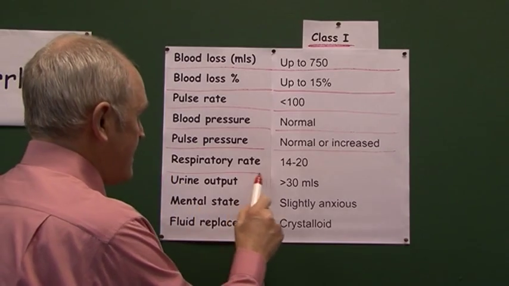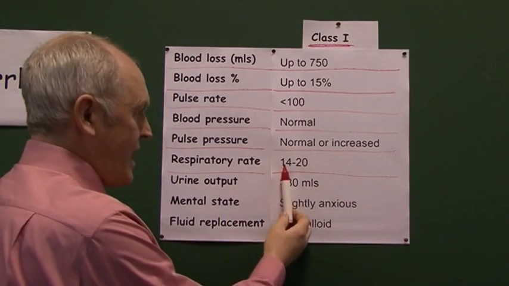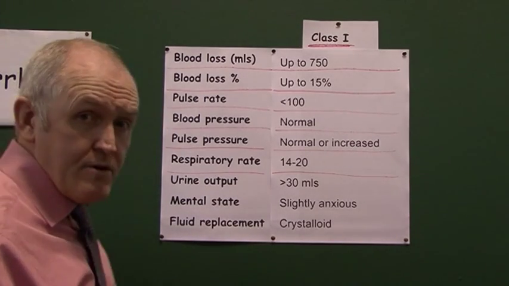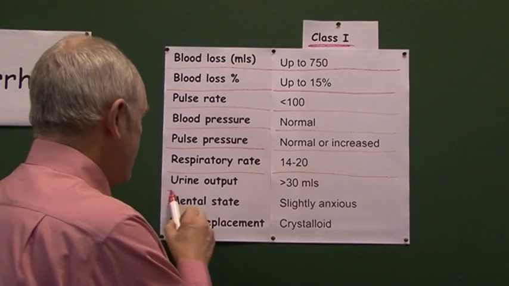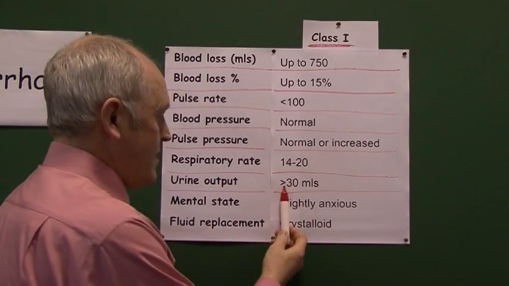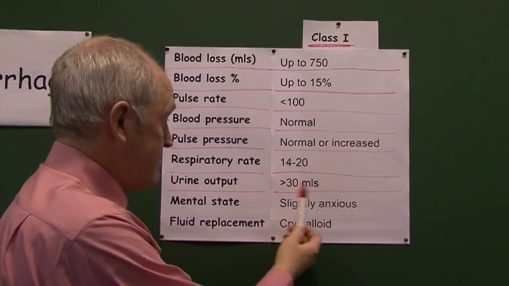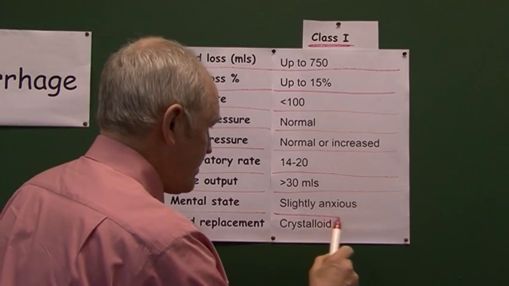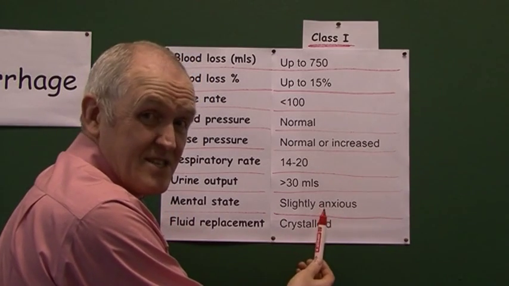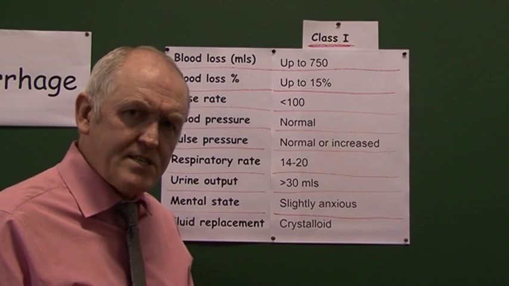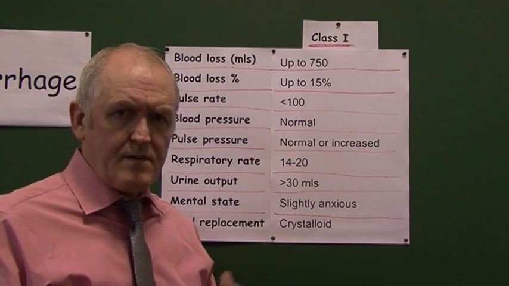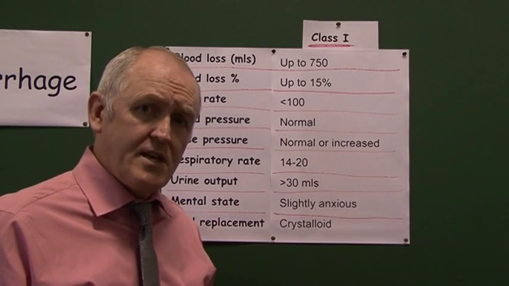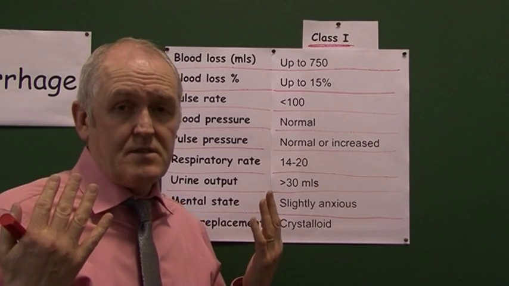Respiratory rate, well, of course the patient might be anxious, but we can count 14 to 20 as a normal respiratory rate. Urine output, normal urine output of greater than 30 mils an hour would be expected. That's still normal. Mental state, well, even slight class 1 hemorrhage can cause the patient to feel anxious. And again, anxiety is one of the earliest features that the patient's blood pressure is dropping. So after bleeding, or indeed any other cause of low blood pressure, one of the first clinical features that can happen is the patient feels anxious.